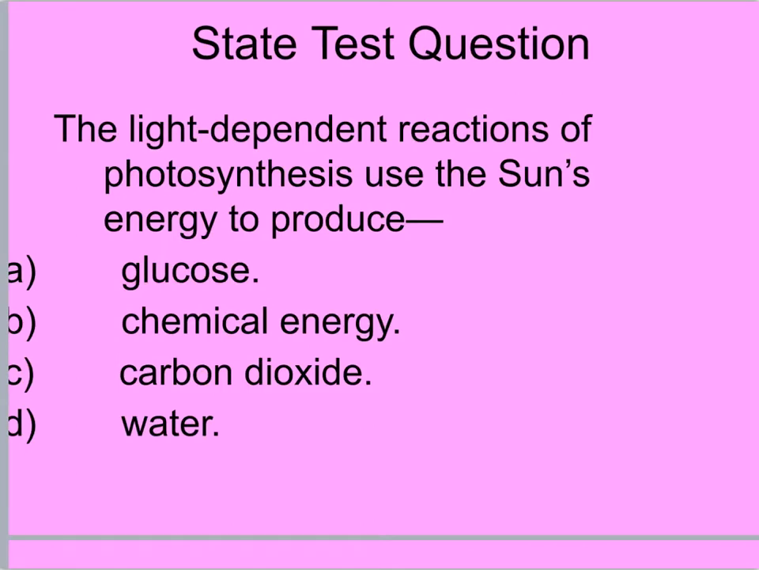So the light-dependent reactions of photosynthesis use the sun's energy to produce what? Well, this is talking about light-dependent, so it depends on light. So this is the light reaction. Okay, so we're using the sun's energy. We didn't produce glucose yet in the light reaction. We used water. We have not used carbon dioxide yet. So we're going to produce chemical energy, and that was ATP. If you remember, we said ATP was a product of the light reaction.